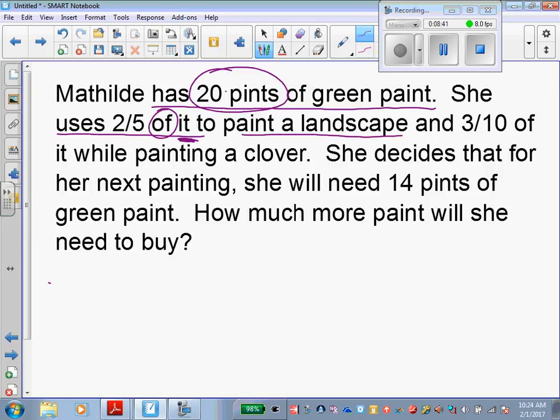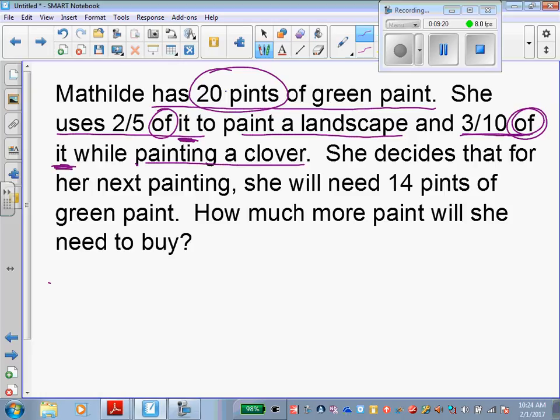Trenton. Okay, what does it mean, 3/10 of it? Does she use it? Yes. Okay, so the "uses" is implied for the second part. 3/10 of, and what does it represent? No, it represents that 20 pints. 3/10 of it, the 20 pints, while painting a clover.